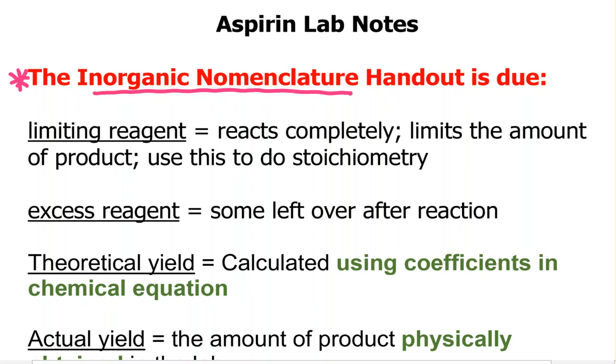This week's experiment, we are making aspirin, and this is our stoichiometry lab. So just starting with a few definitions. The limiting reagent reacts completely. It limits the amount of product. Use that number to determine how much product is actually made.